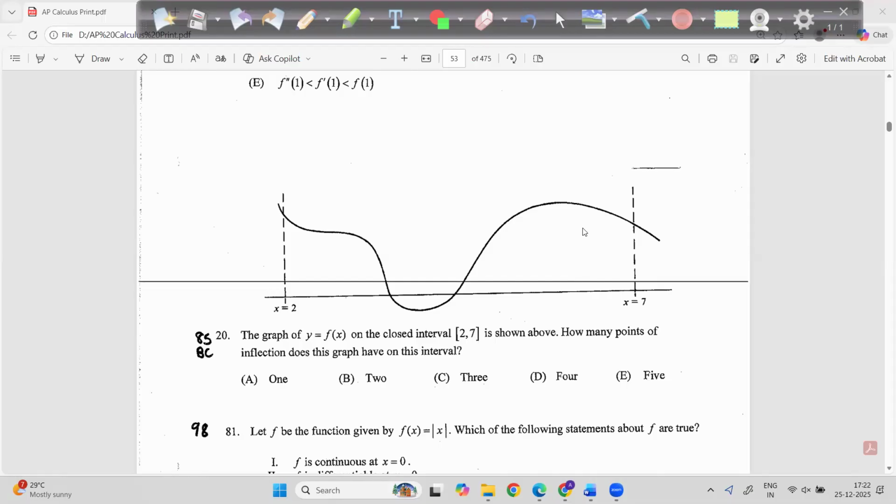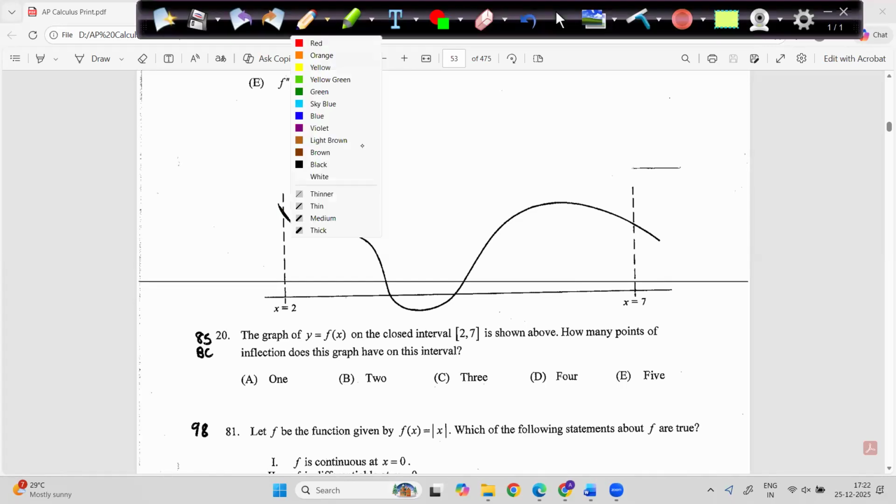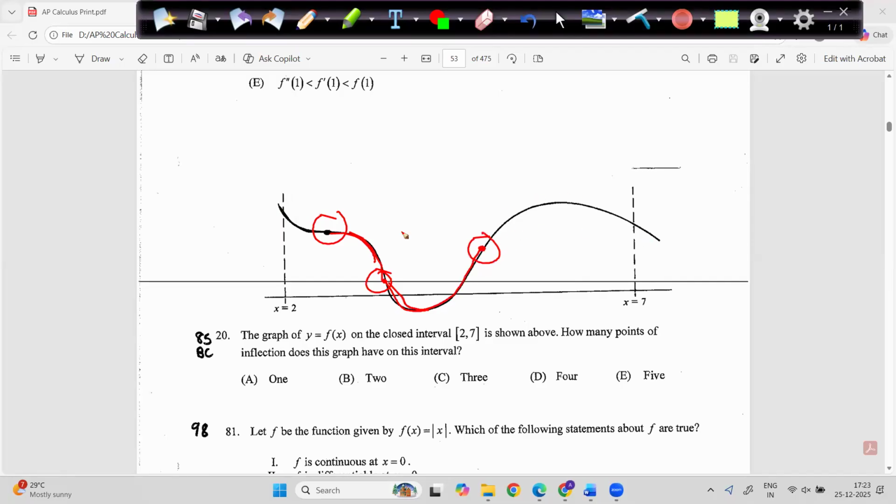Sushant, you gave me an answer? Lokesh said 3. See, point of inflection means the point where the graph changes from concave up to concave down. So concave up to concave down, concave down to concave up, that's 1, 2. Now the function is concave up again to concave down.